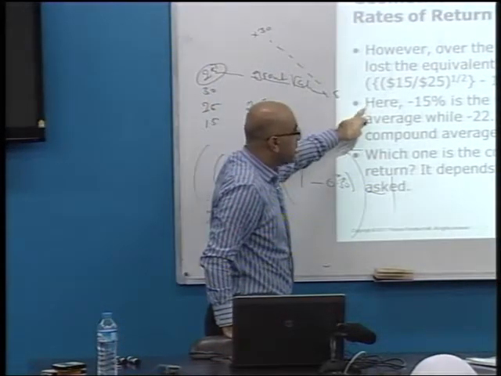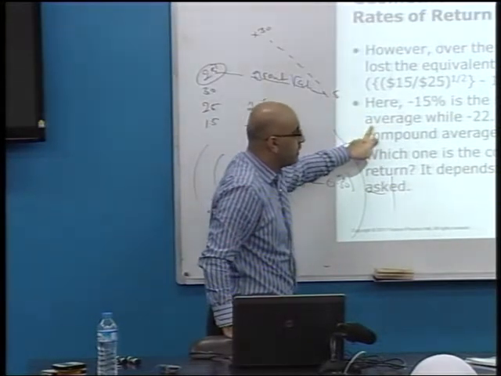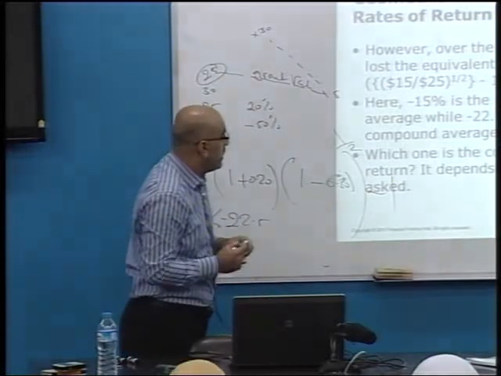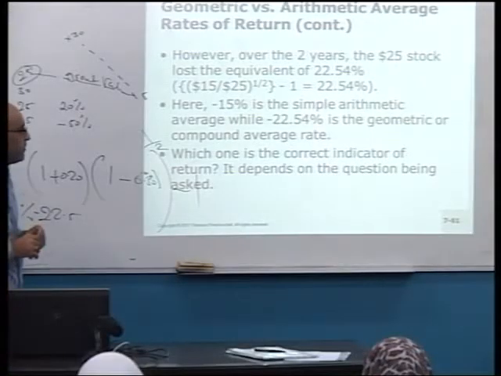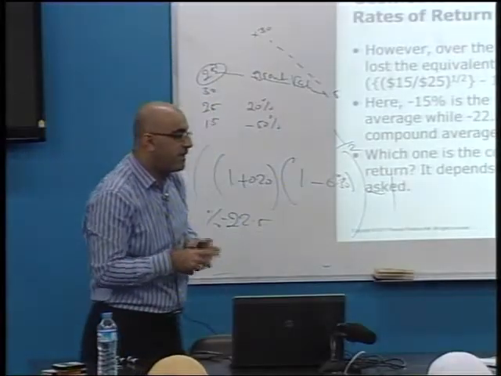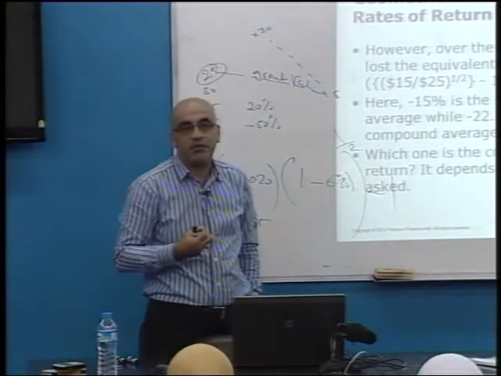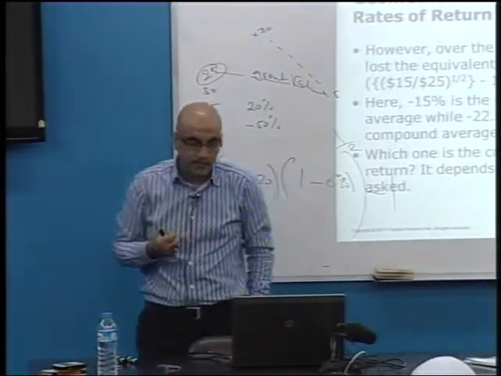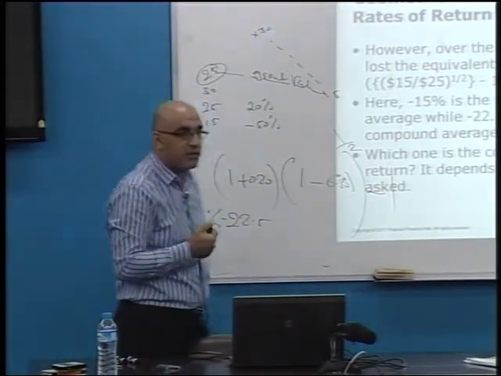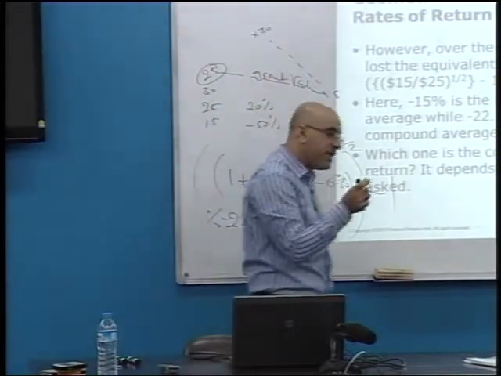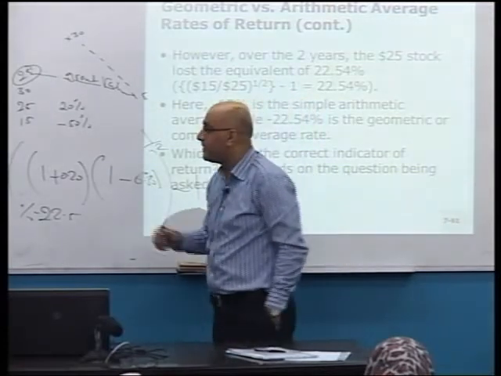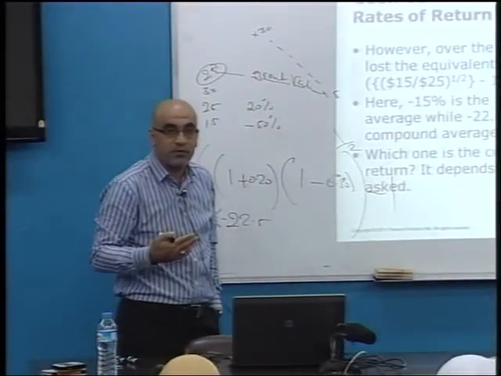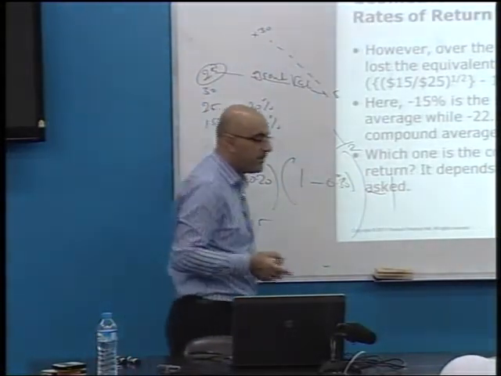Here, minus 15% is the simple arithmetic average, while minus 22% is the geometric compounded average. Which one is more correct? It depends. Some financial analysts prefer to apply geometric, because geometric reflects the risk of the business. Others prefer the arithmetic, because arithmetic reflects the periods of return. If you calculate based on the yearly return, it is fine to apply the arithmetic. If you want to reflect risk or the growth or compounded rate of return, it is fine to apply geometric.